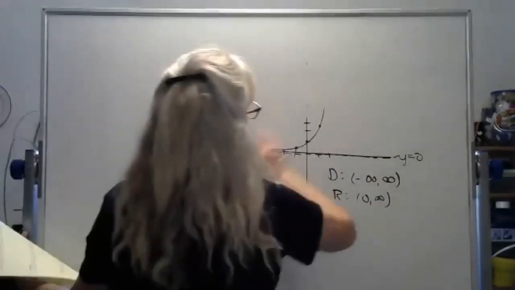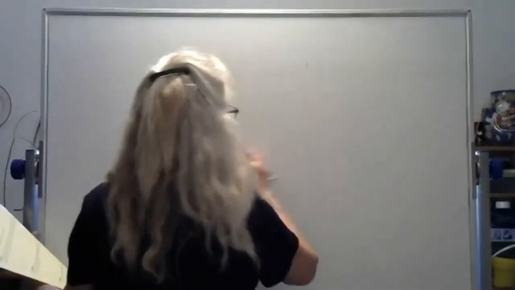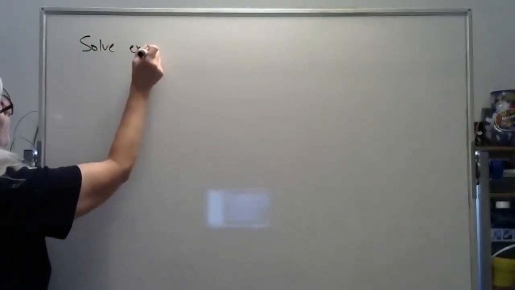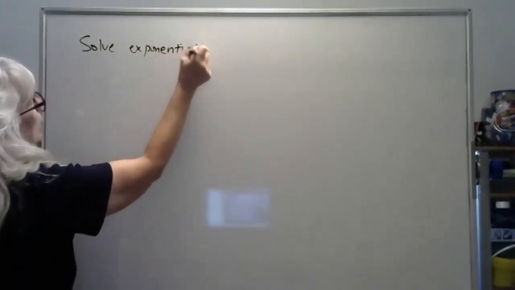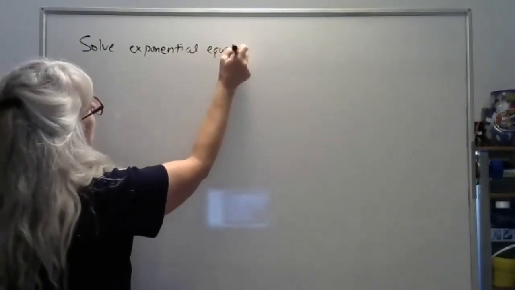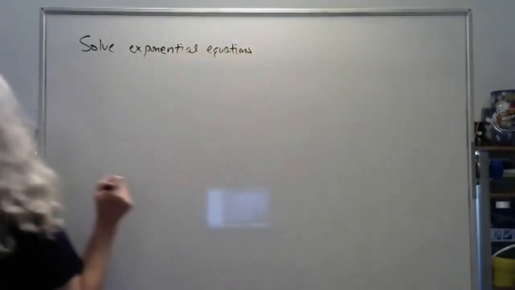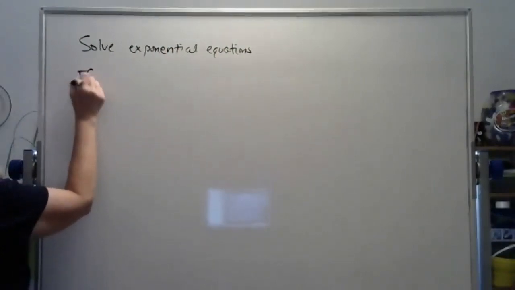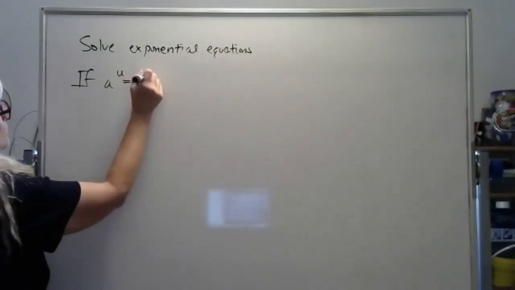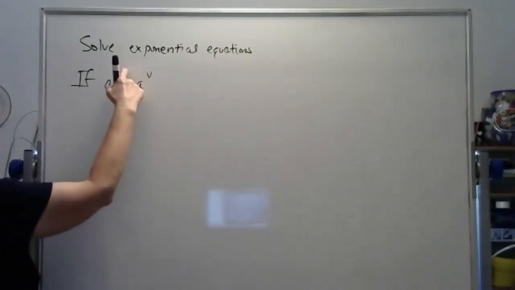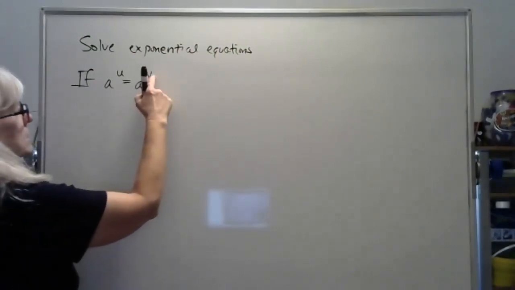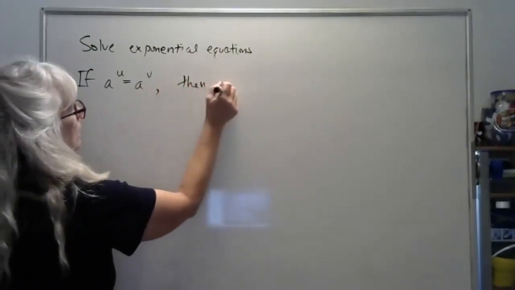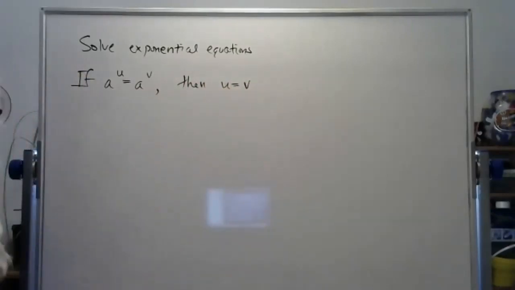Okay. So, the tail end of your homework has you solving some equations. So we're going to solve exponential equations. And what we're going to use is this fact that if a to the u equals a to the v, so I have a base raised to a u power, and that's equal to the same base raised to the v power, then u equals v. So what we're saying is if your bases are the same, then the exponents must be the same.